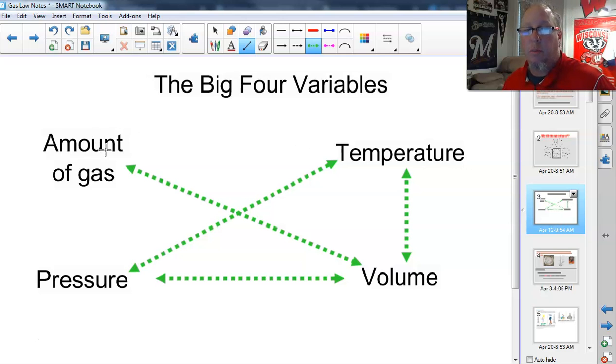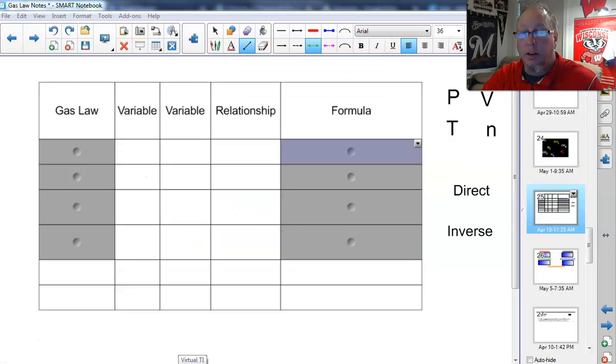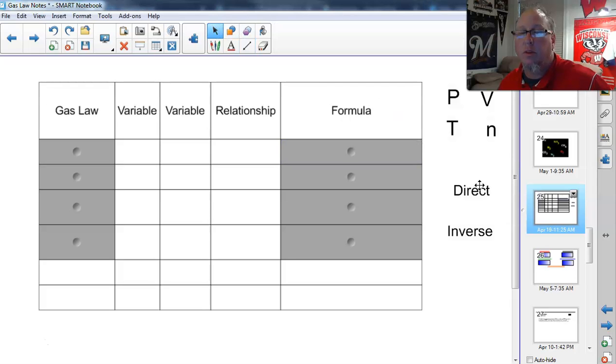Obviously, there's a couple more to go. For example, we could compare the amount of gas to the pressure, and we could compare the amount of gas to the temperature, and so on. For those of you that are a little bit more organized in your thoughts and you don't necessarily like the visual picture and arrows, I could do the same information in a table or a chart. I would highly recommend that you write this table or chart down somewhere because it will be useful. There's even some room to enter some other items.